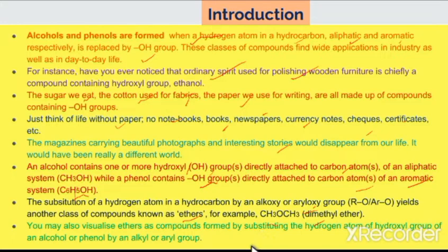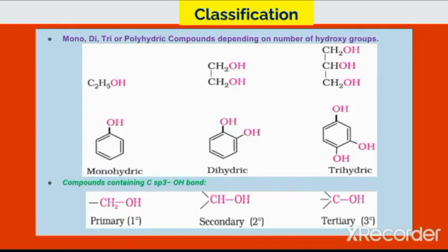In the case of ethers, the hydrogen of the hydroxy group is replaced by an alkyl or aryl group. In that case another class of compound is obtained, known as ethers. You may also visualize ethers as compounds formed by substituting the hydrogen atom of the hydroxyl group of an alcohol or phenol with an alkyl or aryl group. So this is the simple introduction of alcohols, phenols and ethers.